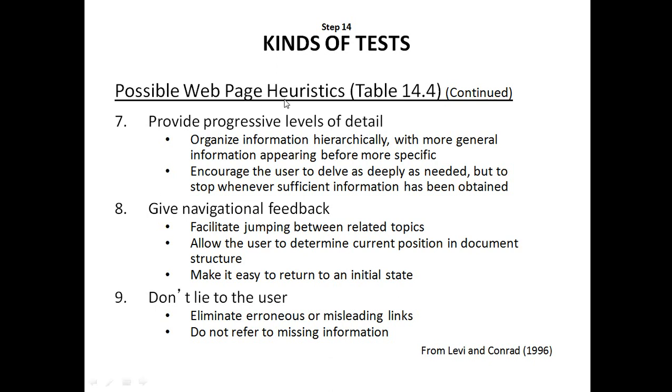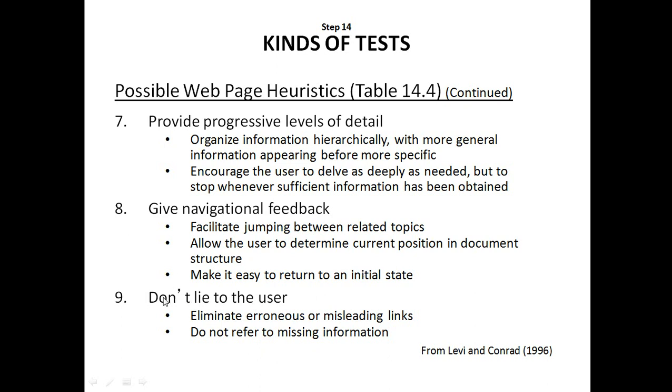Provide a progressive level of detail. Organize the information in a hierarchical manner, with more general information appearing before more specific information. Encourage the user to delve as deeply as needed, but to stop whenever sufficient information has been obtained. Give navigational feedback. Facilitate jumping between related topics. Allow the user to determine the current position in a document structure. Make it easy to return to an initial state.